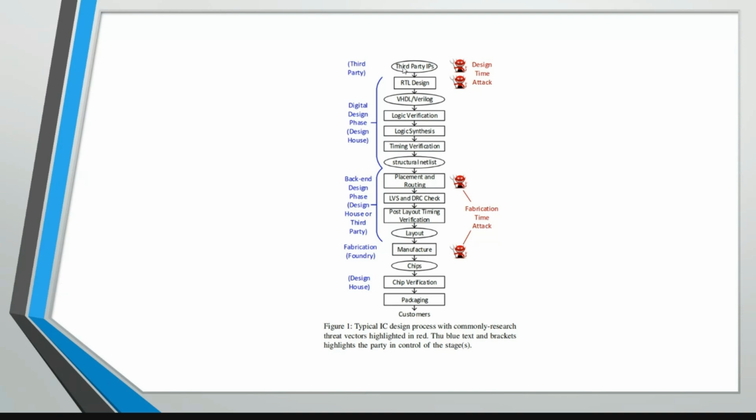Like Intel is a designer as well as manufacturer. Samsung is both designer and manufacturer. Likewise, TSMC is both designer and manufacturer. So we'll see the differentiations later.